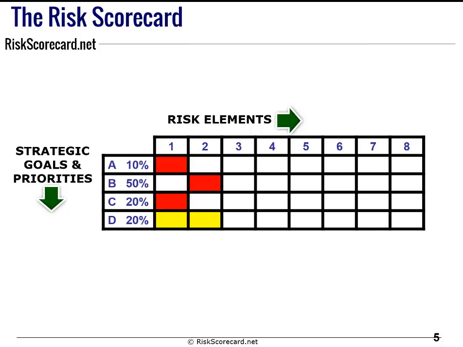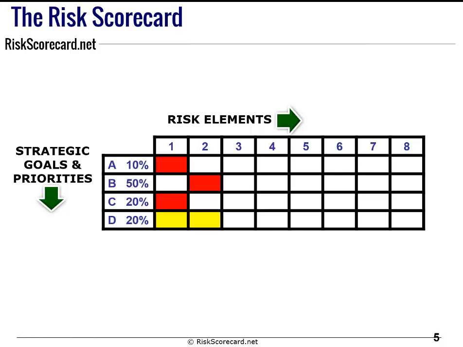You see, if this organization's strategy changed partway through the year, and objective B was throttled down to, say, 20, and objective C was increased to 50, now all of a sudden this risk becomes a dominant one that leadership needs to take into account.